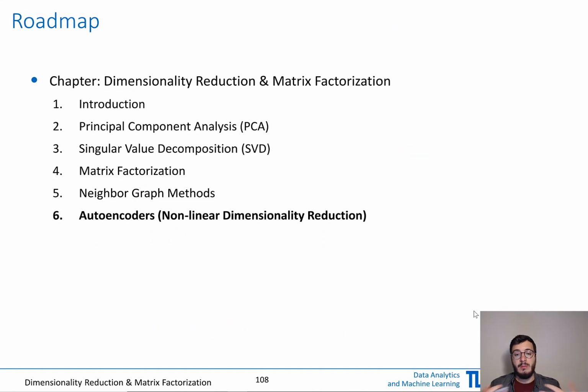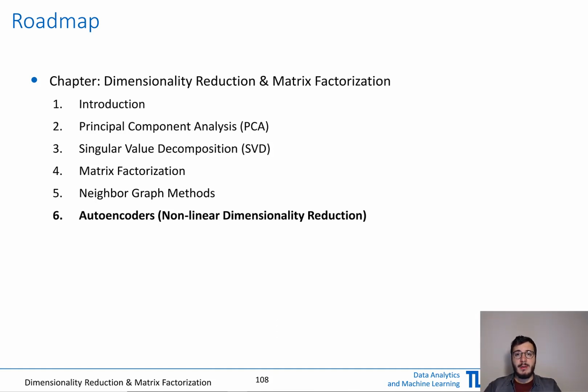Okay, so that's everything so far for the neighbor graph-based methods. We're going to see something similar in our advanced lecture on machine learning for graphs and sequences, where we discuss the spectral embedding, which is also based on neighbor graph methods. Next, we're going to talk about autoencoders, which are yet another way to do dimensionality reduction.